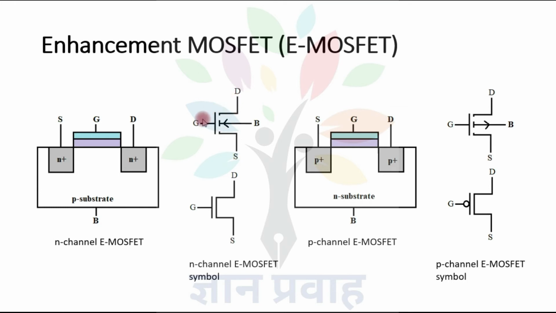Drain terminal, gate terminal, source terminal, and the fourth terminal is body terminal. The arrow is the direction of conventional current. So here direction of conventional current is P to N side. That's why we are showing this direction. Similarly for P-channel eMOSFET, construction is given here. Difference is in the diffused regions. Here diffused regions are P plus regions and substrate is N-type substrate.